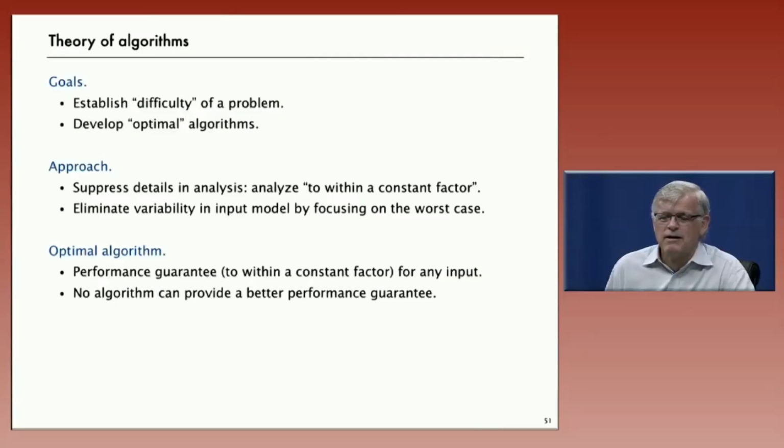And it's actually possible to do that in a very rigorous way that has taught us a lot about the difficulty of solving problems. Our goal is to find an optimal algorithm where we can guarantee to within a constant factor certain performance for any input, because we considered the worst case. But we also can have a proof that no algorithm can provide a better performance guarantee. I'll give a couple of easy examples of this.